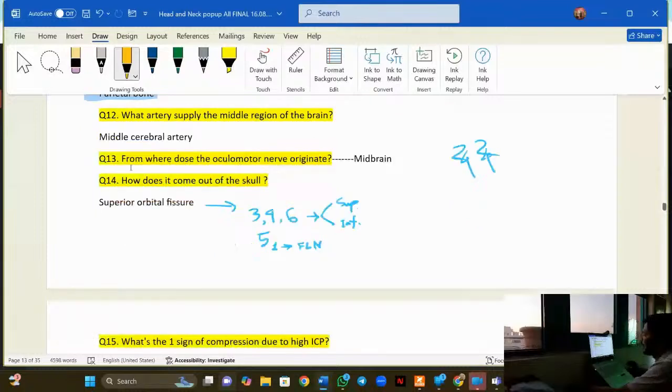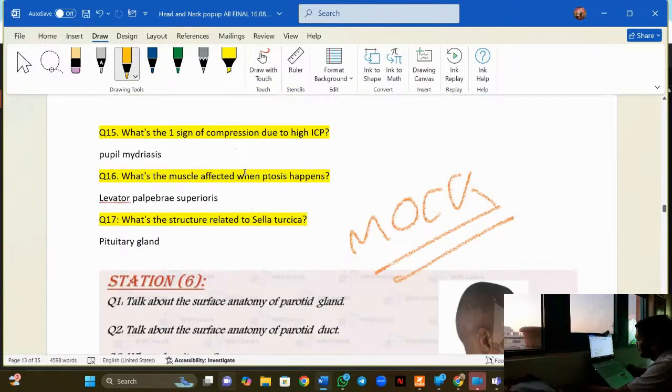From where does the oculomotor nerve arise? From the midbrain. How does it come to the skull? Through the superior orbital fissure. What is the first sign of compression due to high ICP? Pupillary dilatation, mydriasis. What muscle is affected when ptosis occurs? Levator palpebrae superioris.